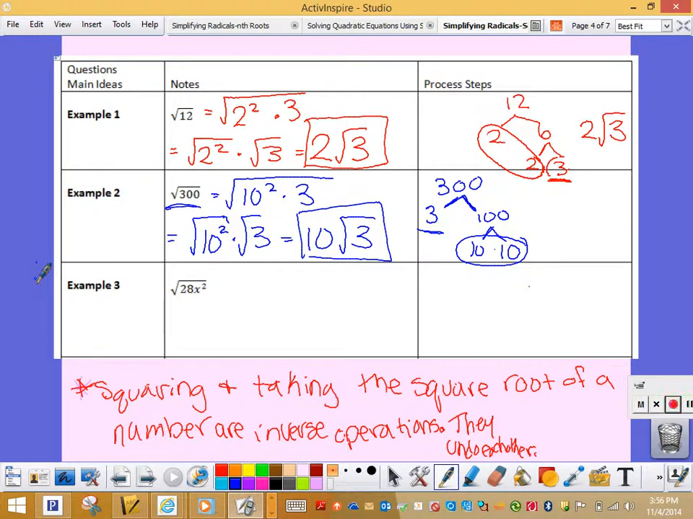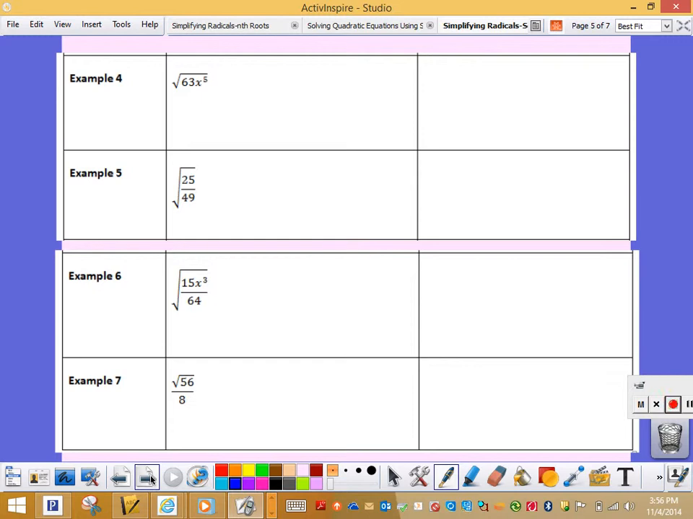Okay, example 3 throws in a variable here, but we're going to skip that one, and we'll zoom on to example 4. Still dealing with a variable. So example 4, I'm going to start with my factor tree for 63. I'm going to divide 63 by 3, prime number. 3 times 21 is 63, and 21 can be divided into 3 times 7. That's as far as we can go.